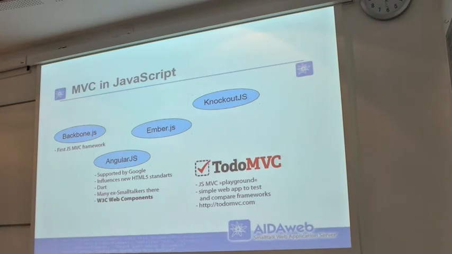Okay, let me say something about Angular.js. Why is this important? Maybe not so much because of its technical merits, but because it's supported by Google and influenced new HTML standards, because they are working very hard together with the Chrome group and also with the Dart group, the Dart language, you know, and many ex-Smalltalkers are there. So we actually have a connection in Google because of that. So we can learn something.